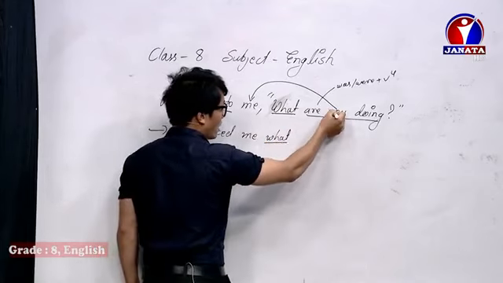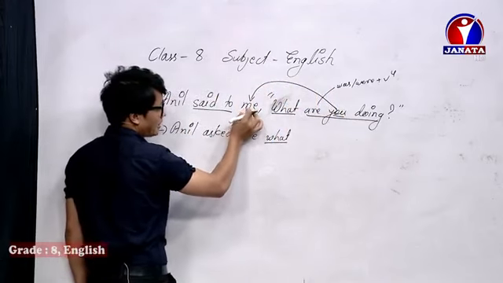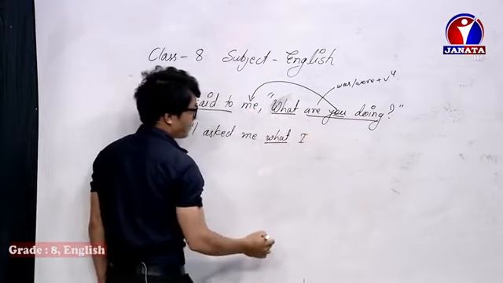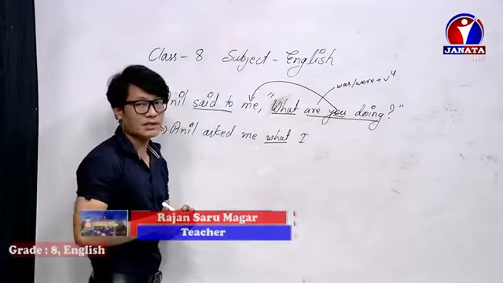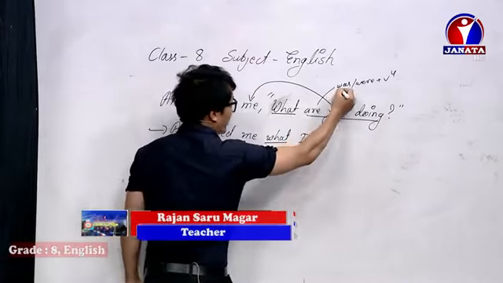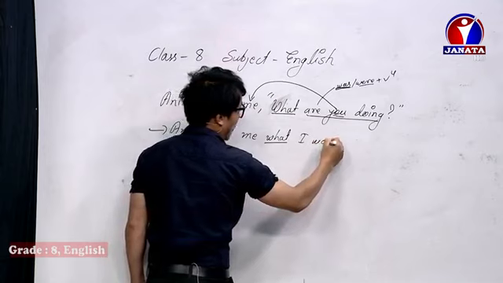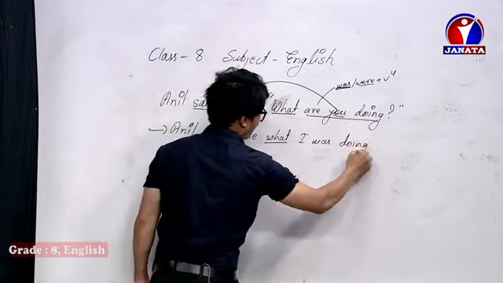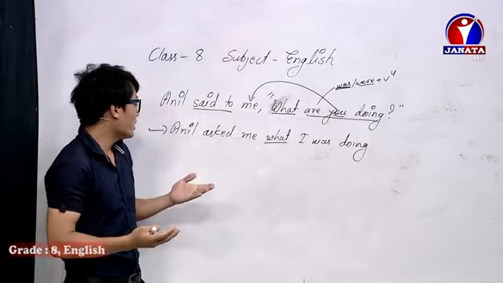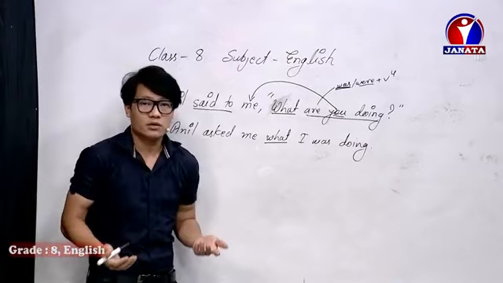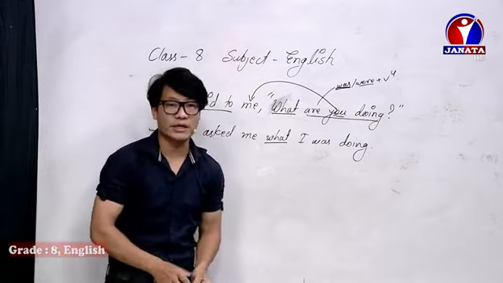So what is the subject? You. And you should be changed according to the object of reporting. And the object of reporting is me, so it comes here and stands as I. Are doing means what? This is a present continuous. Present continuous should be changed to past continuous. So past continuous has two auxiliary verbs, one is was and the other is were. And I take what? Was. And doing will be doing. Okay, this is how we change. Anil said to me, what are you doing? Anil asked me what I was doing. So this is how we change the direct interrogative sentence into indirect.